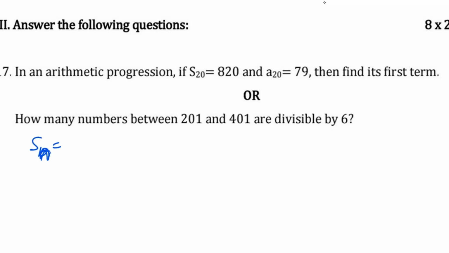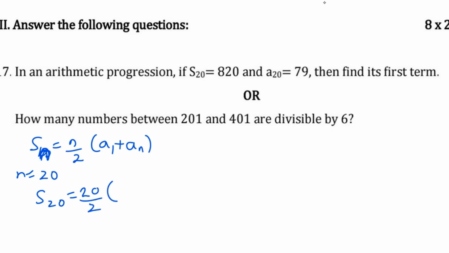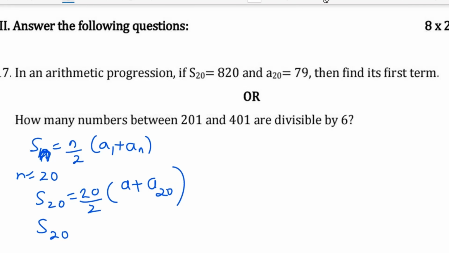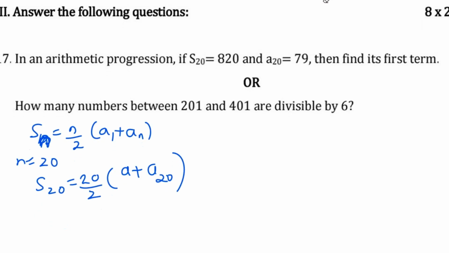Sn will be n by 2 into (a1 plus an), the first term and last term. So n is equal to 20. If n is 20, what do we get? S20 equals 20 by 2 into (A, the first term as it is, plus the last term, A20). We have the S20 value, so we'll just substitute here.